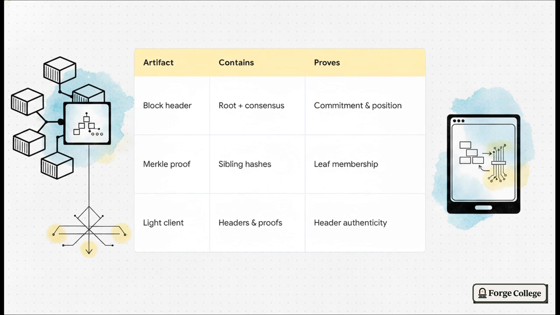Second, the Merkle proof. This contains your sibling hashes and the path, proving the membership of a specific leaf, like your transaction, in the tree. And finally, the light client. It holds the headers and the proofs, allowing it to verify the authenticity of those headers and the correctness of the data inclusion. This is exactly how we decouple heavy data from lightweight verification. You don't need the whole block, guys. You literally just need the header and a tiny proof.